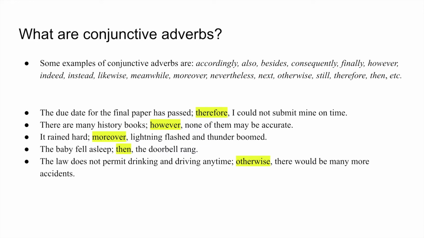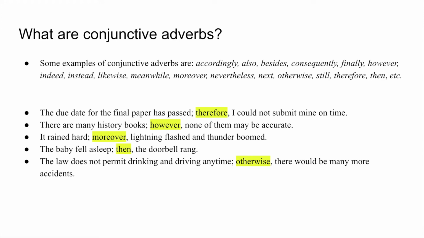So here we're saying that the law does not permit drinking and driving any time, and then we use the conjunctive adverb otherwise. And here we're saying, if this was not the case, if the law did permit drinking and driving any time, then there would be many more accidents. So here we're saying that if something wasn't true or if something was true, then this would be the outcome, right? The second clause: there would be many more accidents.